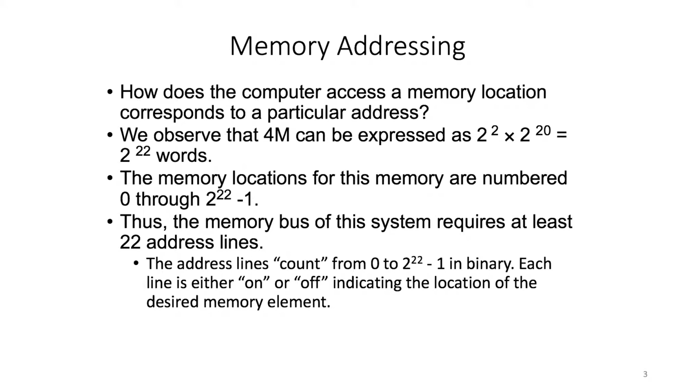Therefore, in order to access all the locations of the memory, the memory bus of this system requires at least 22 address lines. The address lines count from 0 to 2 to the power 22 minus 1 in binary, so each line is either on or off. This means 1 or 0, indicating the location of the desired memory element.